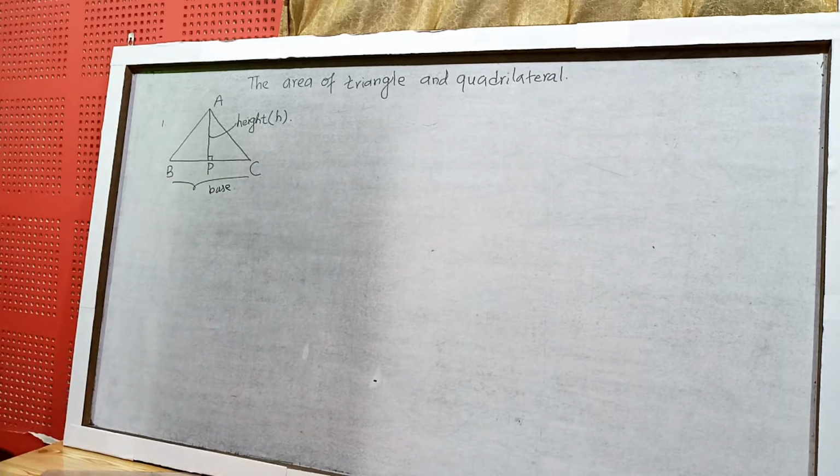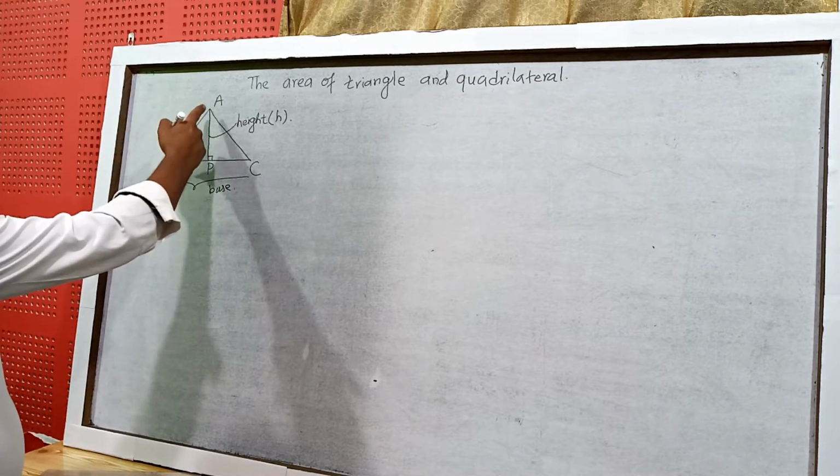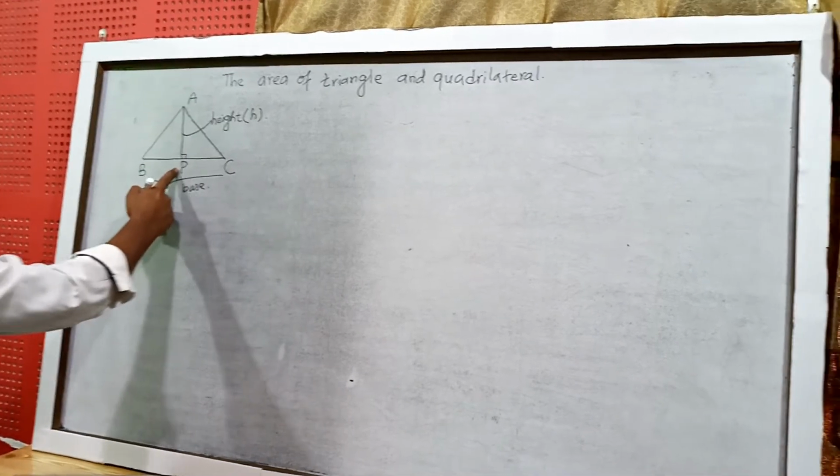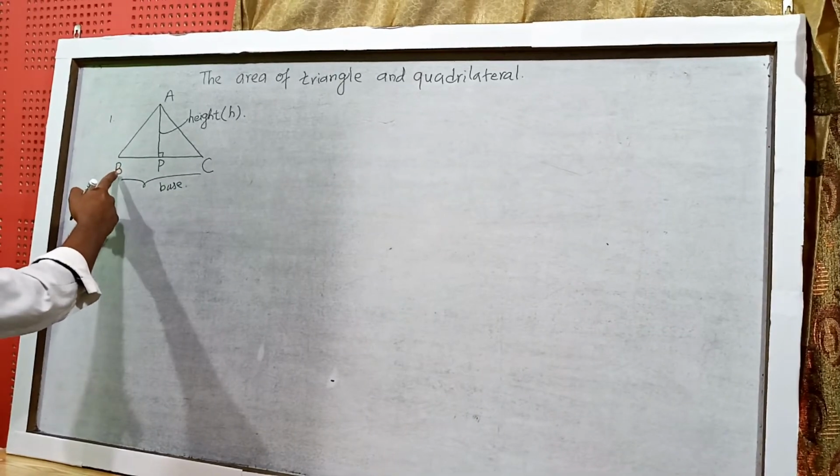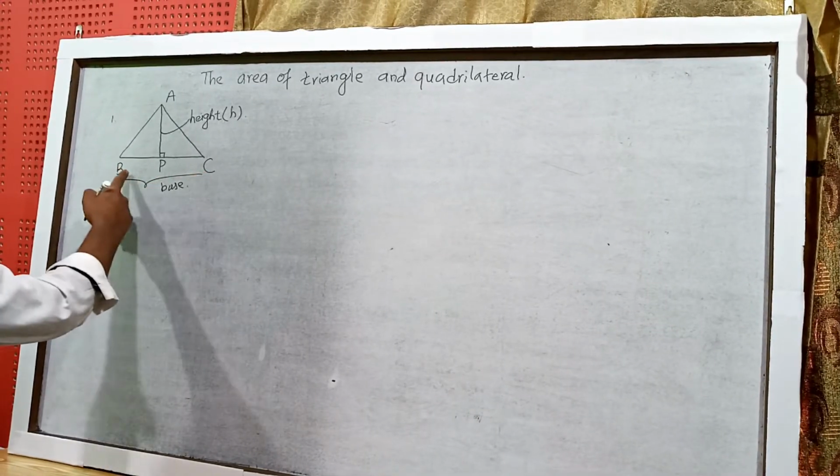The side on which we draw the perpendicular is called the base. Here we have drawn AP perpendicular to the base BC. So BC is the base.